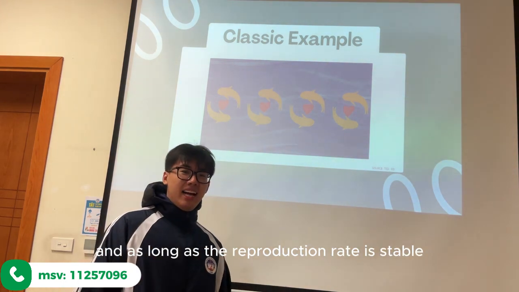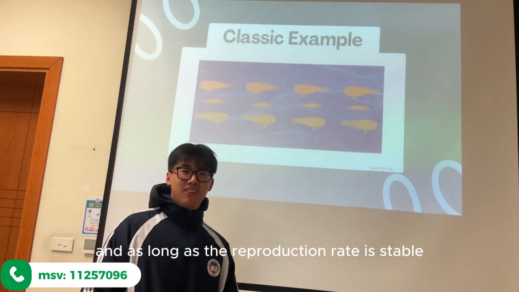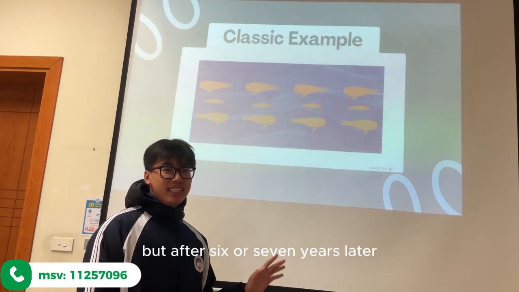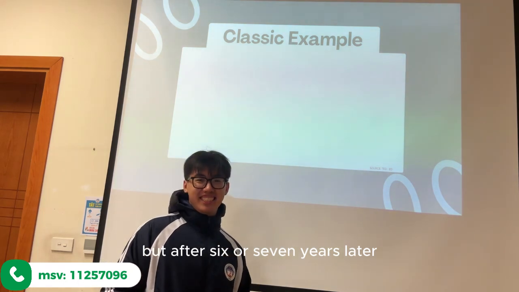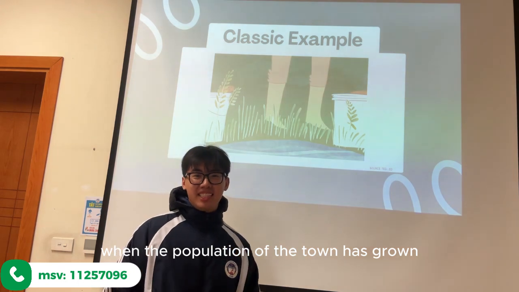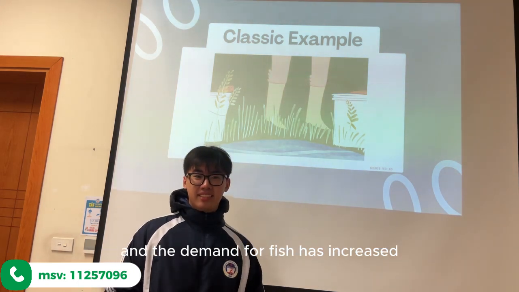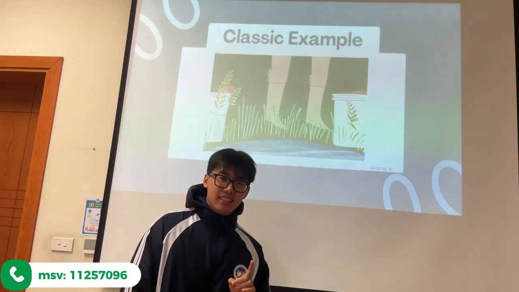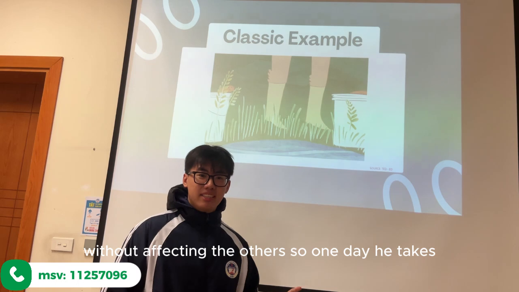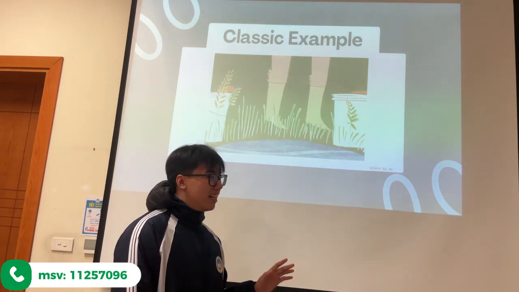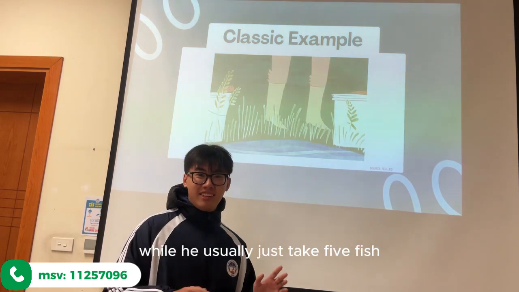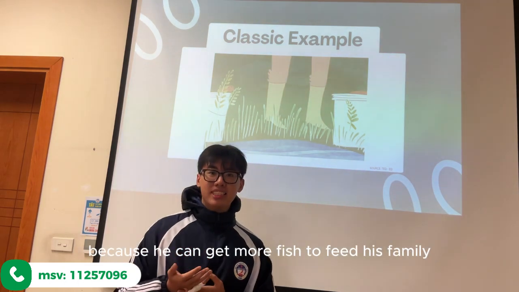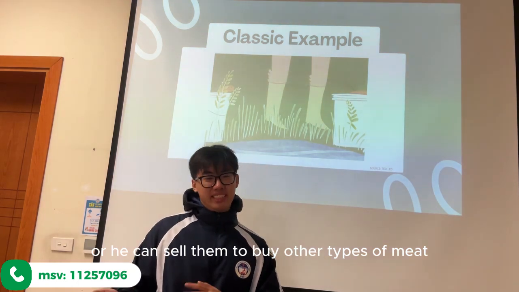And as long as the reproduction rate is stable, the fish are sustainable and people in the town are happy. But 6 or 7 years later, when the population of the town has grown and the demand for fish has increased, a man may think that he can take more fish without affecting the others. So one day he takes probably 20 or 25 fish while he usually just takes 5 fish. Although this benefits him because he can get more fish to feed his family, or he can sell them to buy other types of meat.